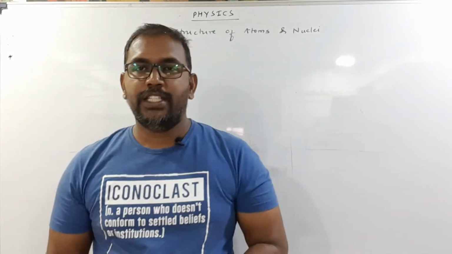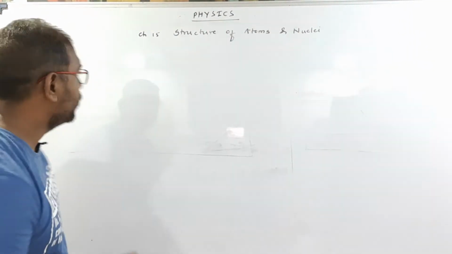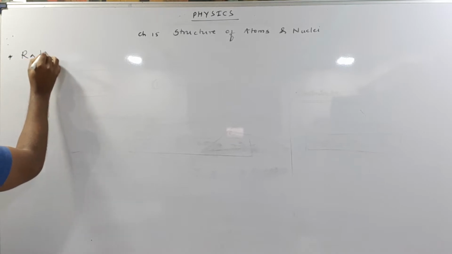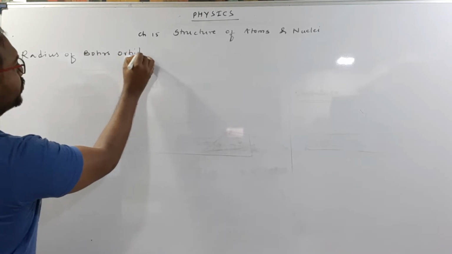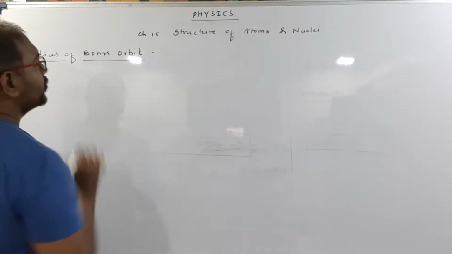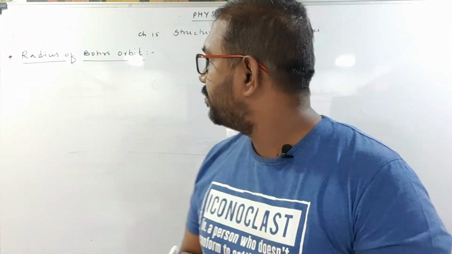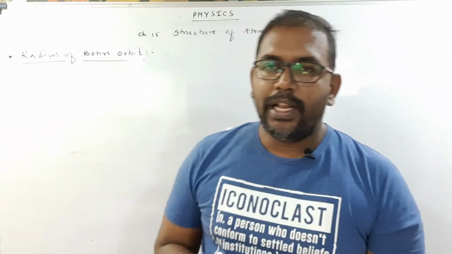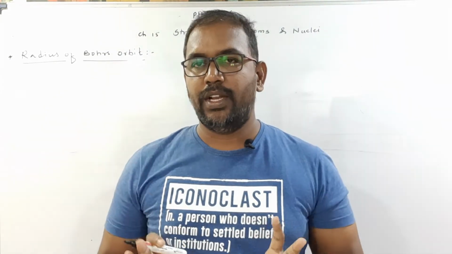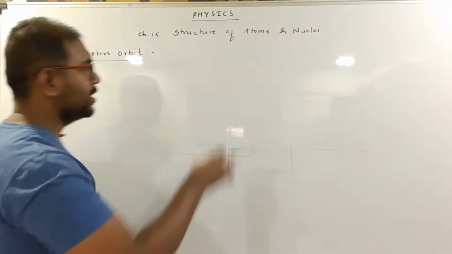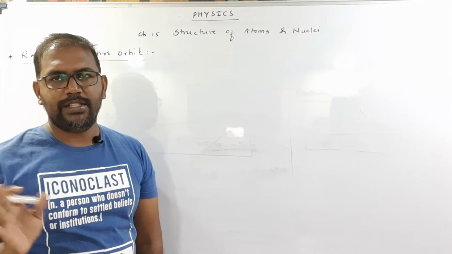Now the next article from chapter 15, structure of atom, is radius of Bohr's orbit. Pay attention, or we can write here radius of orbit basically. Now I consider an electron having mass m revolving around the nucleus with radius r. I consider the simplest atom, hydrogen, and then we derive this.